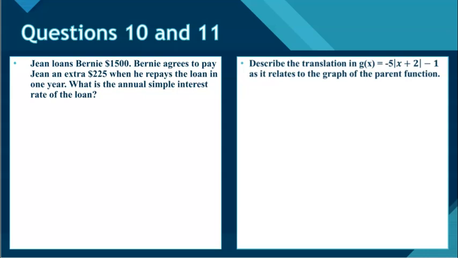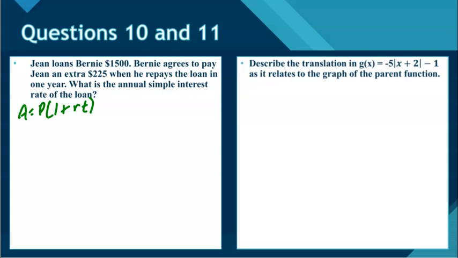Question 10. Gene loans Bernie $1,500. Bernie agrees to pay Gene an extra $225 when he repays the loan in 1 year. What is the annual simple interest rate of the loan? So we're going to use the formula A equals P, the principal amount, times 1 plus the rate times the time. And we're going to substitute the numbers into that formula.